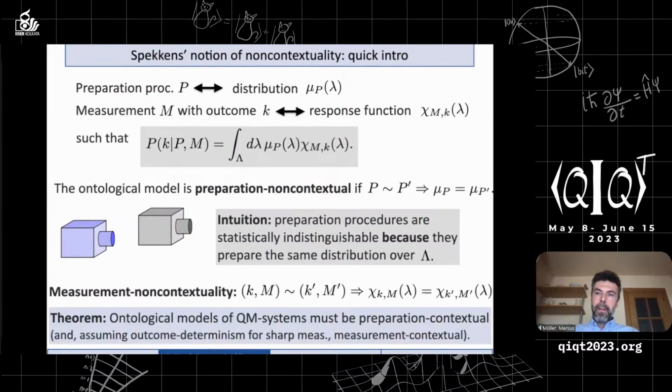But certainly one thing that he shows is that if you have a quantum mechanical system such as a qubit, then ontological models must be contextual. They must be preparation contextual. So they cannot have these nice properties that we've just postulated. Maybe ignore the last line. We can also say something about measurement contextuality, but I would refer you to Rob's paper for that.